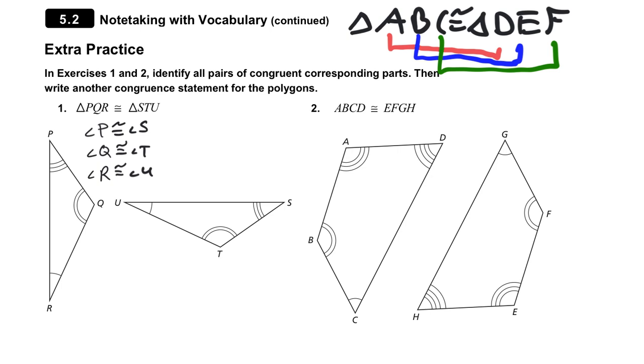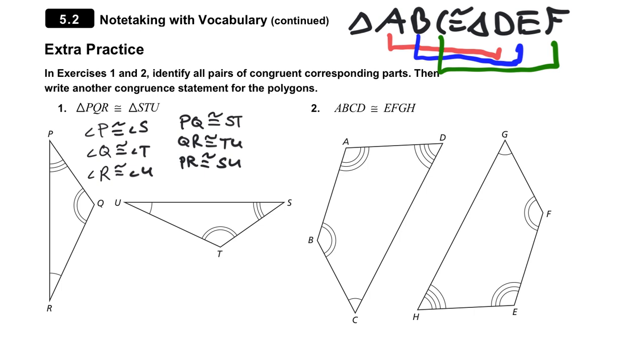For sides, I can do the first two. I can say PQ is congruent to ST. Then I can say QR is congruent to TU. Then I can do first and last. I can say PR is congruent to SU. It's really quick and easy.